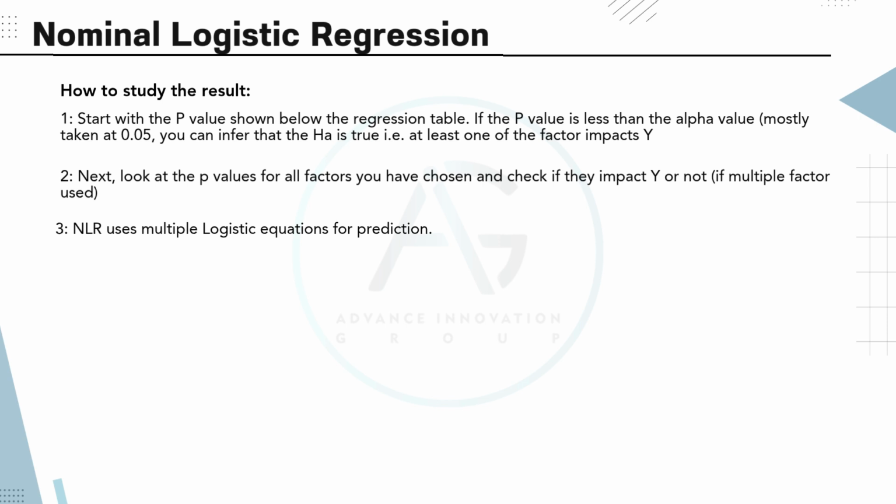Step 3. Understand model construction. Nominal logistic regression doesn't predict a single outcome like binary logistic. Instead, it uses multiple logistic equations, one for each category compared to a reference category. These parallel equations help assess how the independent variables affect the odds of choosing one category over another.